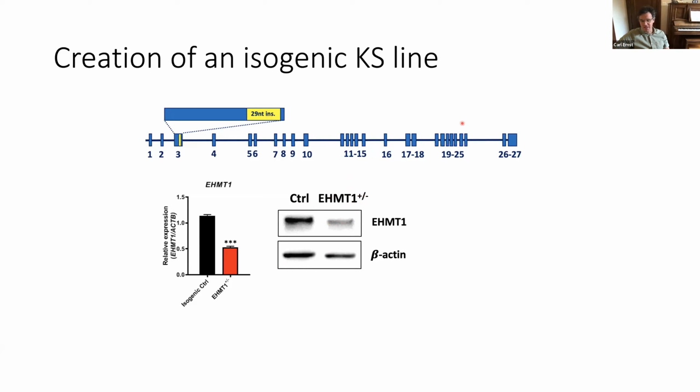This is a picture of the gene. This is the DNA. There's a 29 nucleotide insertion. It means we put something in. This does not occur in Kleefstra. It may, of course, but we haven't seen it yet. And it happens in the first coding exon.